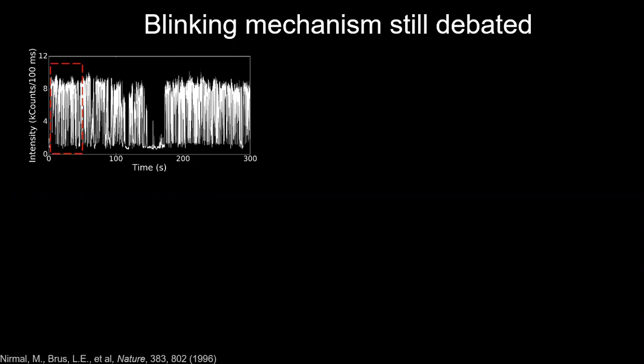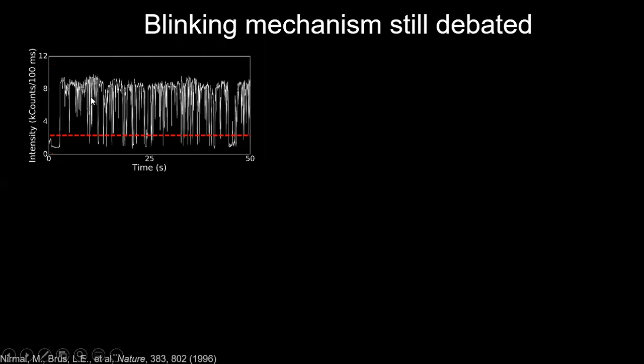And what you can see here is that the signal rapidly and randomly switches between these two high and low states. If we zoom in on this red box that I've outlined here, we can see that it continues in a self-similar fashion over many time scales. The way we analyze this data is to threshold the intensity trace, as I've indicated with this red dashed line, and we assign any signal above the threshold to the on state and below to the off state.